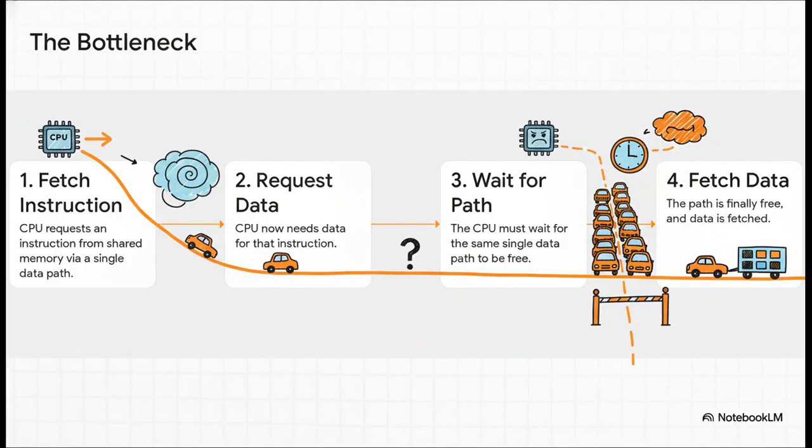But, and there's always a but, that simplicity comes with a price. What we're seeing here is a traffic jam. Because there's only one single path to that memory, the CPU has to wait in line. It goes and fetches an instruction, then it has to get right back in the same line to fetch the data it needs for that instruction. This delay, this traffic jam, is famously known as the von Neumann bottleneck.